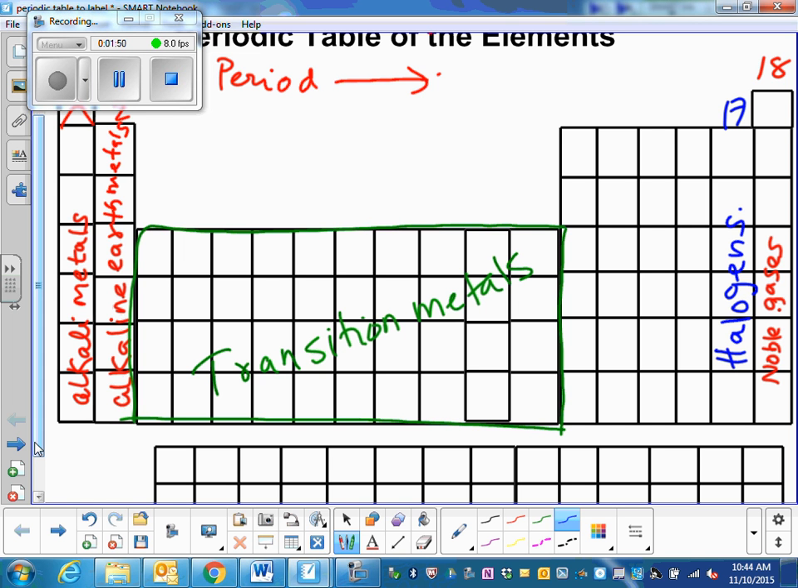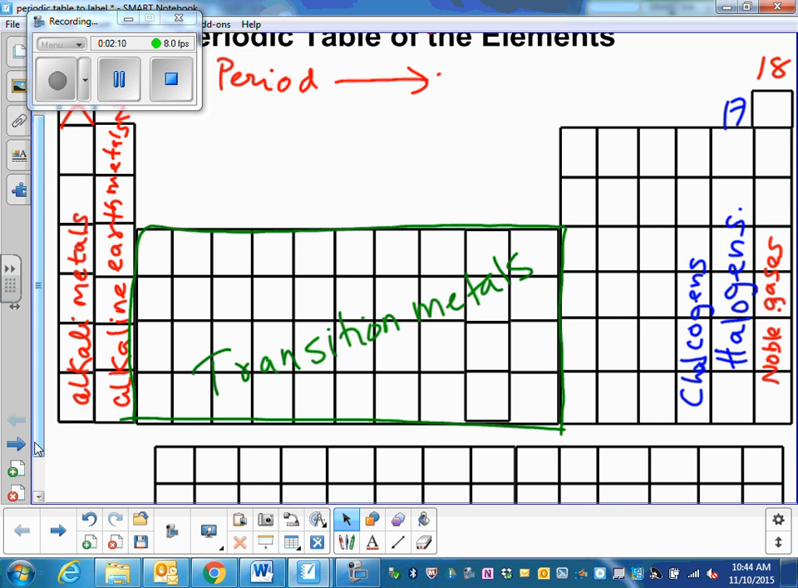Oh, it's the oxygen. The oxygen family actually has the name chalcogens. C-H-A-L, chalcogens. We don't need to know that. Alright? We should definitely know halogens, noble gases, alkali and alkaline earth metals.